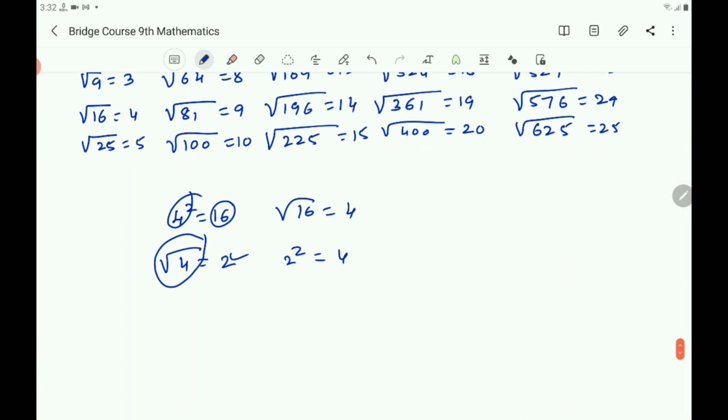Similarly you can take 25. Square root of 25 is 5. And what is 25 square? 25 square is, here you know, that is 625. See the difference between the squares and square roots. Here square root of 25 is 5 because 5 square is 25. So 25 square is 625. Then what is the square root of 625? Square root of 625 is 25. Similarly here you can take many examples.